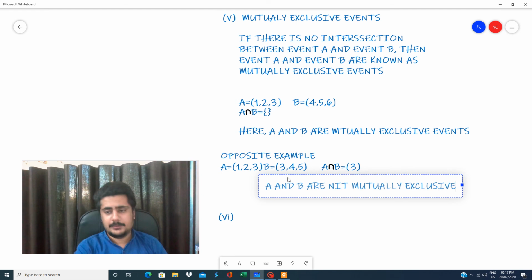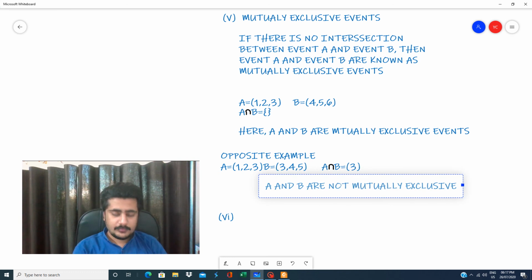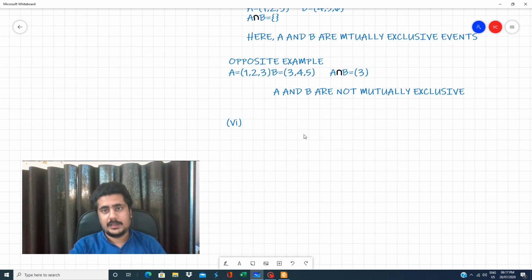Okay, so now it is clear. If there is an intersection, it is not mutually exclusive. If there is no intersection, then it is mutually exclusive. So you have to learn it by heart.